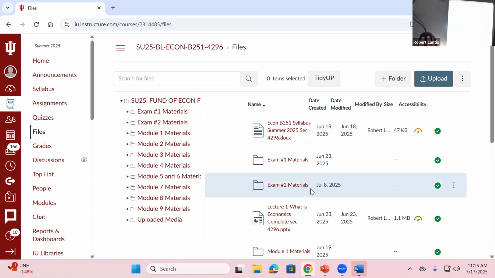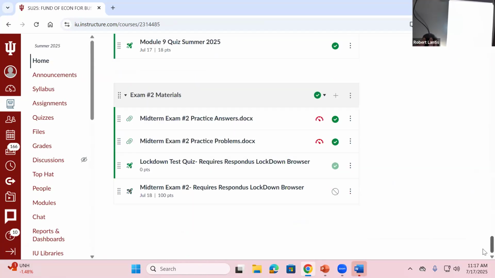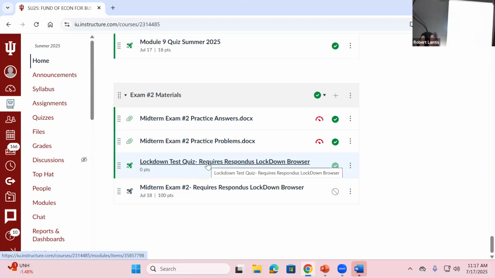So tomorrow will be that second midterm exam. It'll be made available at 11:15. It'll pop up under the exam 2 materials heading. It's going to require that Lockdown Browser. So once again, if you haven't, make sure you run that test quiz today. I would hope you've done it before then. You had to use it for that 7-7 quiz. So if you've already done it there, whatever device you used, make sure you're using it for the midterm. You should already have it downloaded, ready to go.